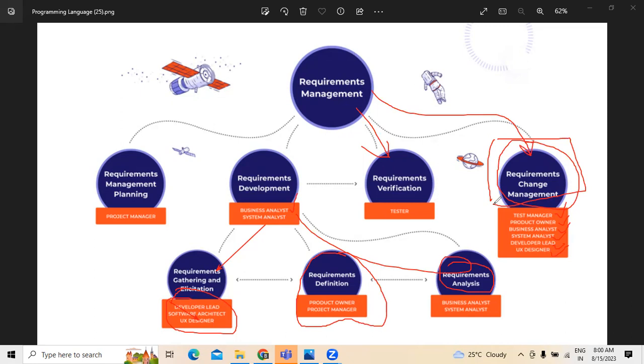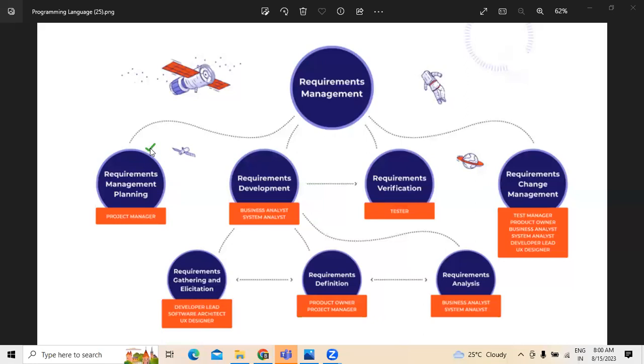The first one is requirement management planning, where the project manager will be involved, as I told you. Second, requirements development. In requirements development, mostly BAs do that. For that, we need to do requirement gathering by conducting JAD sessions, and we need to know the definition of requirement analysis. Next, requirements verification will be done by the testing team, because they have to ensure what the final output must be, whatever requirements were taken by us. For that, manual testing will be done, followed by automation testing. That is the next level.